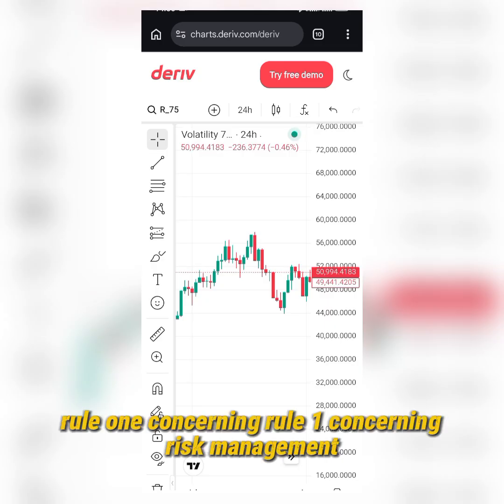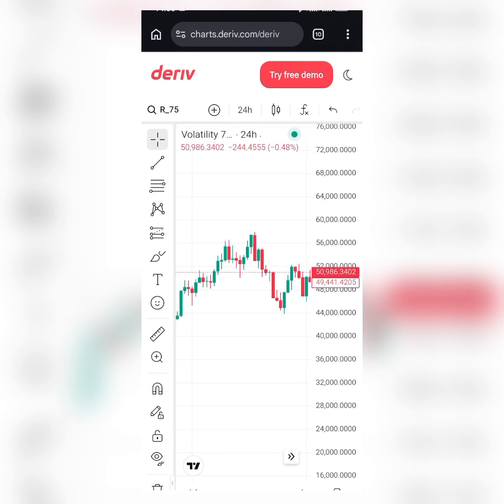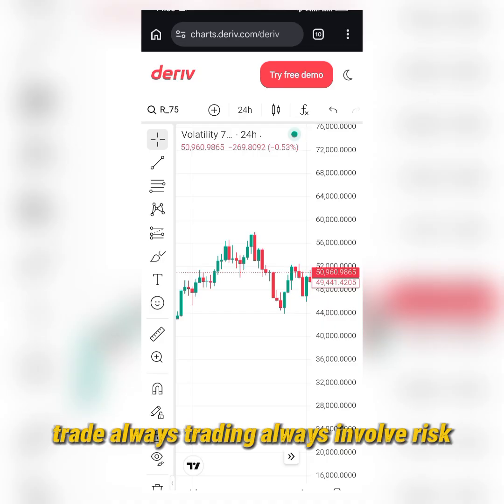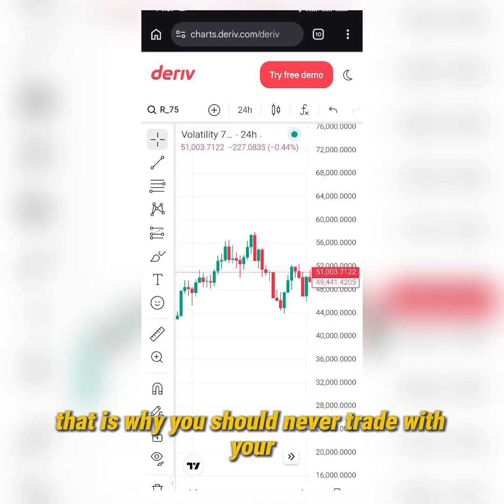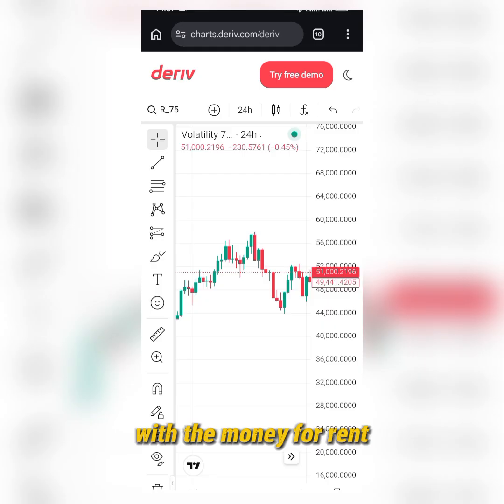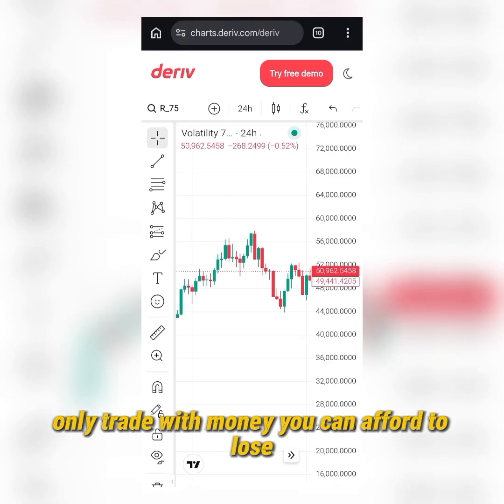Rule 1 concerning risk management. Never risk money you cannot afford to lose. Trading always involves risk. There is no strategy that wins 100% of the time. That is why you should never trade with the money for rent, for school fees, or for other essential expenses. Only trade with money you can afford to lose.